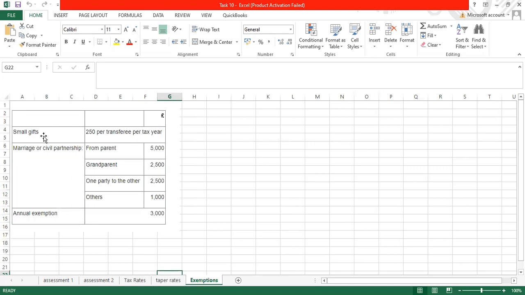Exemptions. These are the rules. Small gifts up to 250 pounds per transferee per tax year are exempt. Like marriage allowances: if parents give a gift to their son or daughter, it is exempt up to 5,000. A gift from a grandparent on marriage is exempt up to 2,500. From one party to another, it is 2,500, and the other one is 1,000. And there is an annual exemption allowance of 3,000 pounds. The annual exemption allowance you cannot carry back, you can only carry forward.